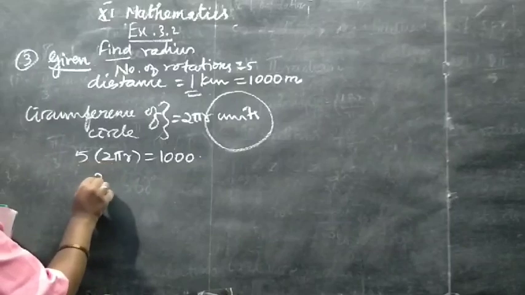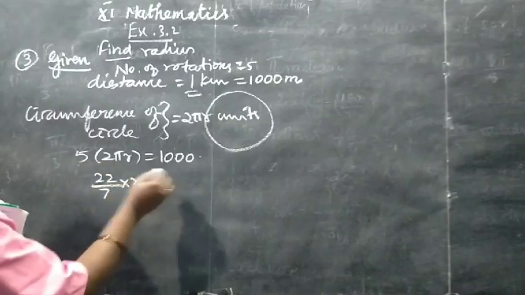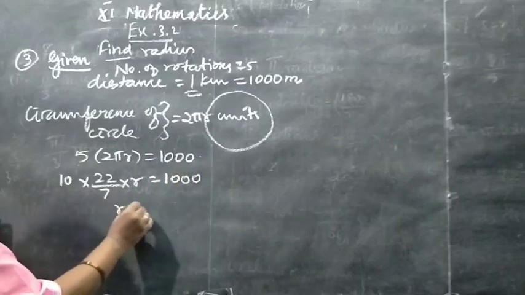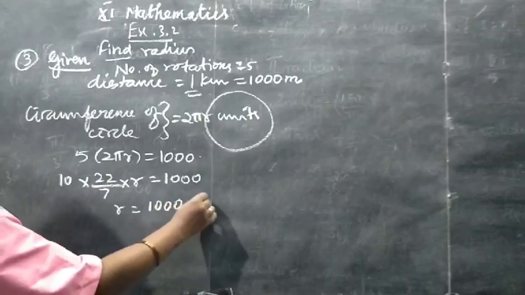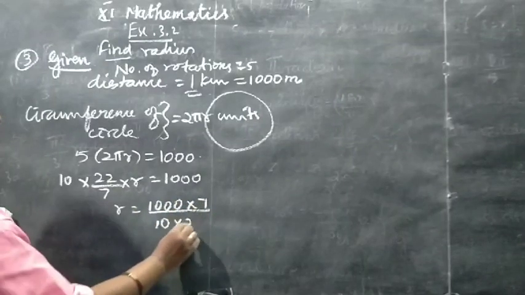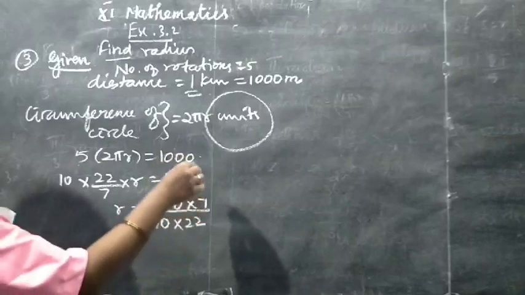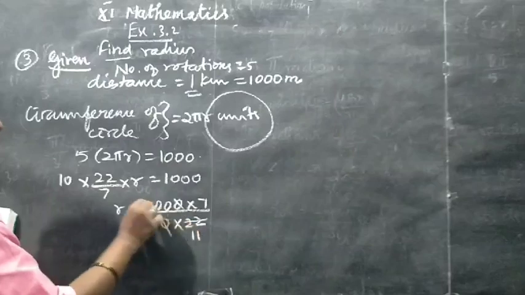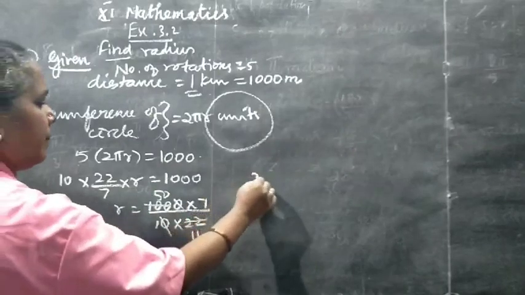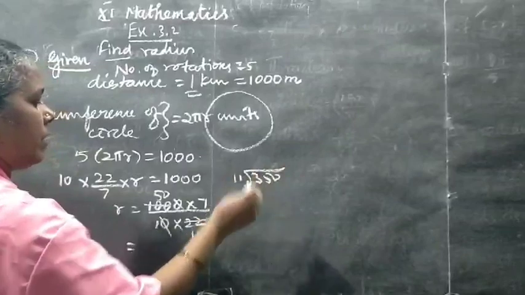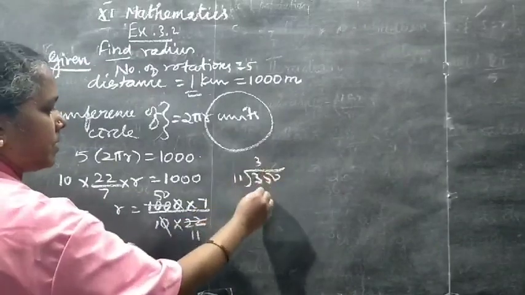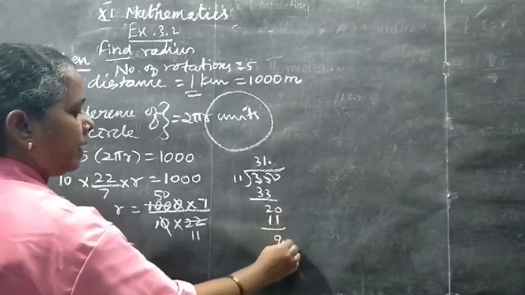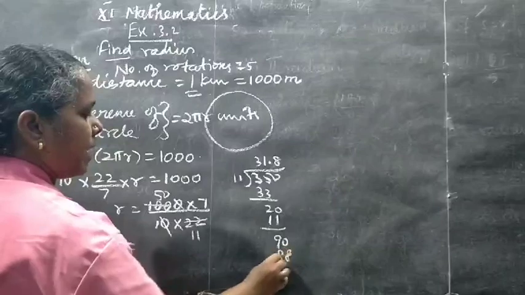Now we are going to simplify this. 5 2s are 10, 22/7 into r into 10 is equal to 1000. You can take the reciprocal so that you will get the answer for radius. 7/10 into 22. You use your rough column for finding the answers. This can be cancelled, and this is also cancelled 11 times. This is 50 times. 5 7s are 35 divided by 11 will give you the answer. 3 times 33, balance 2, 1 time 11, 9, 90, 8 11s are 88, balance 2.